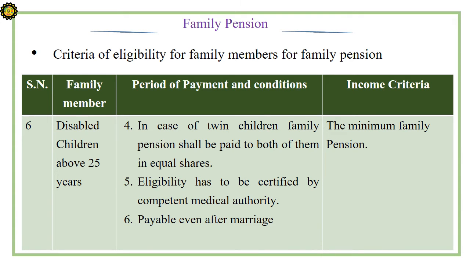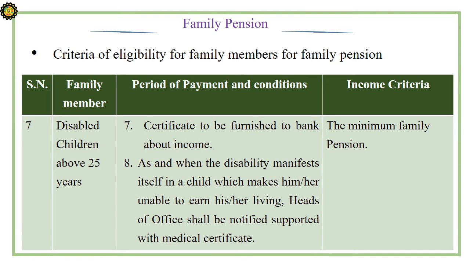In case of twin children, family pension shall be paid to both of them in equal shares. Eligibility has to be certified by the competent medical authority. Payable even after marriage. Certificate to be furnished to bank about income.